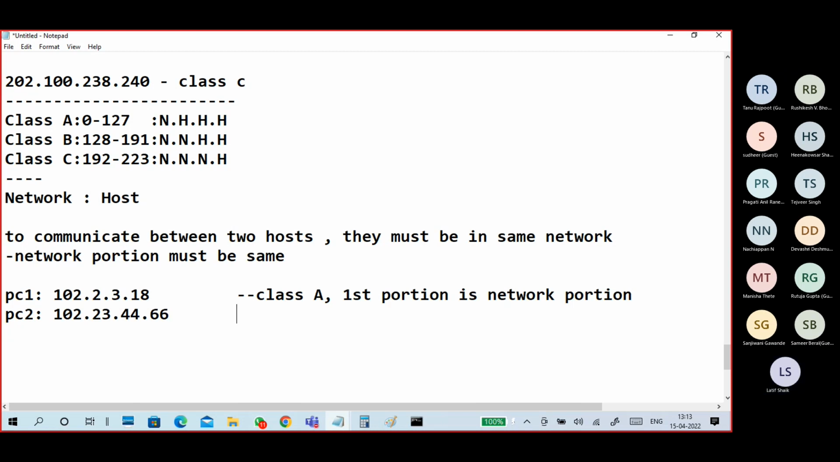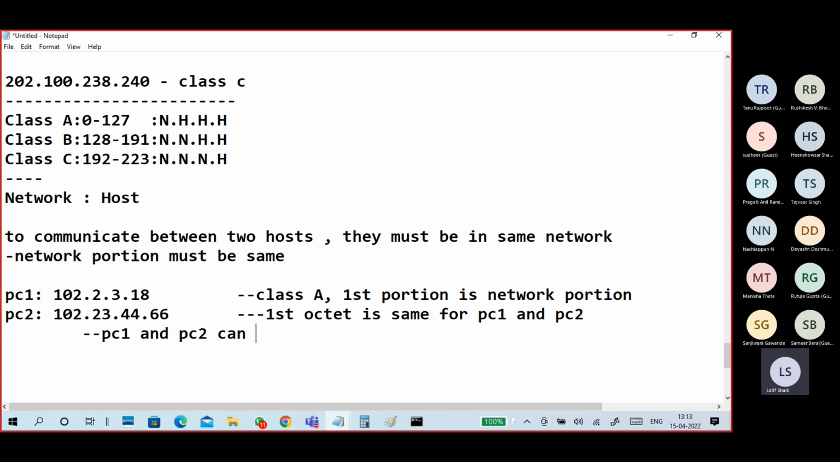Now, the first portion, first octet. So first octet or first portion, whatever you say. Now the first octet is 102 for PC1 and PC2, same for PC1 and PC2. So PC1 and PC2 can communicate with each other. So this is how to get it.